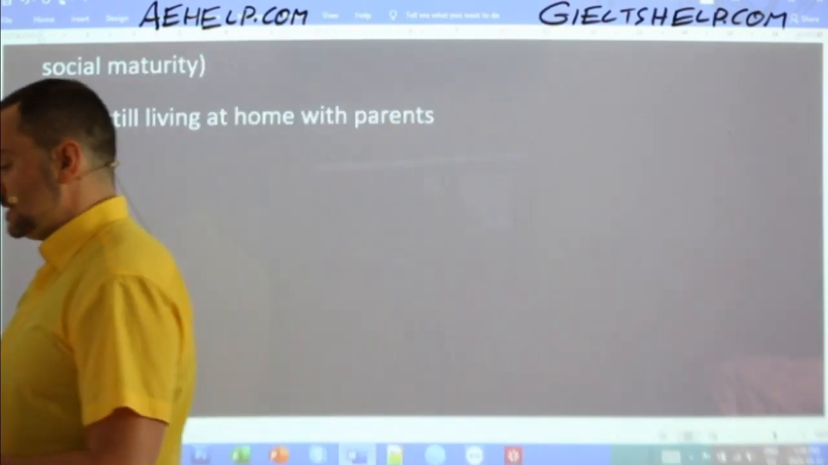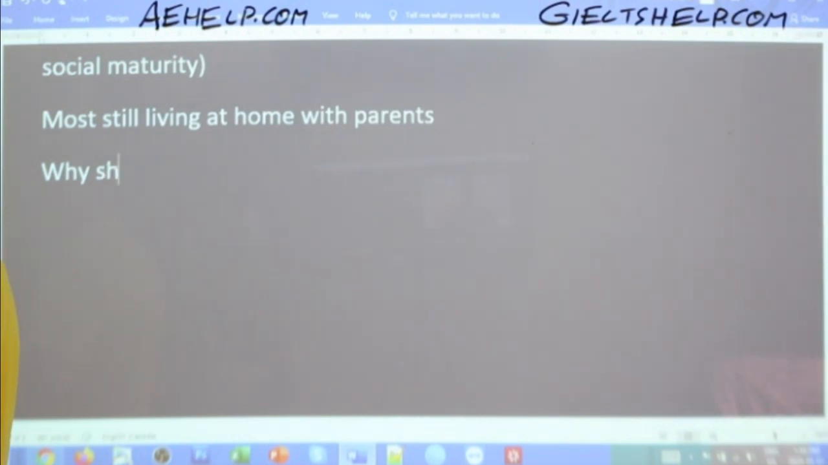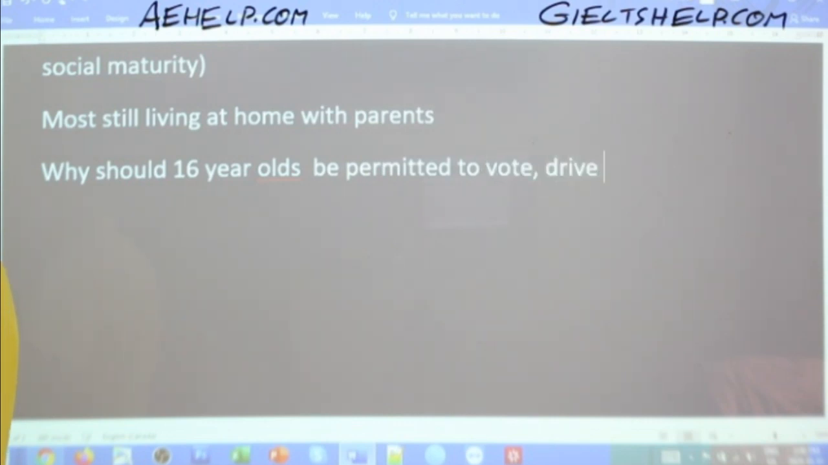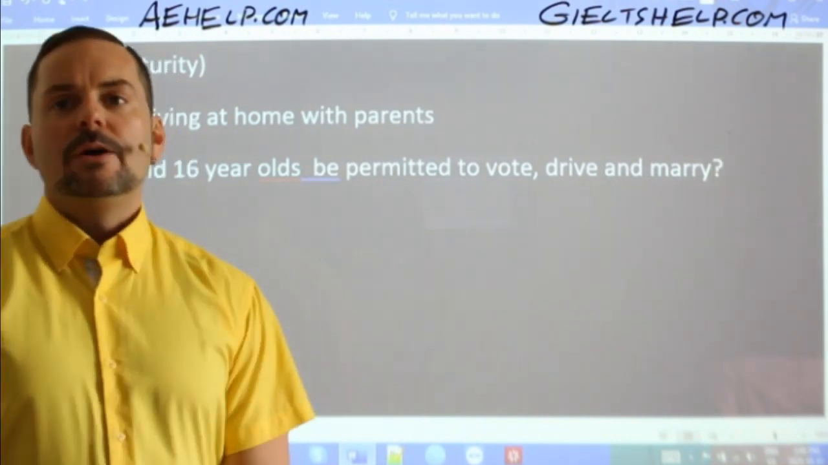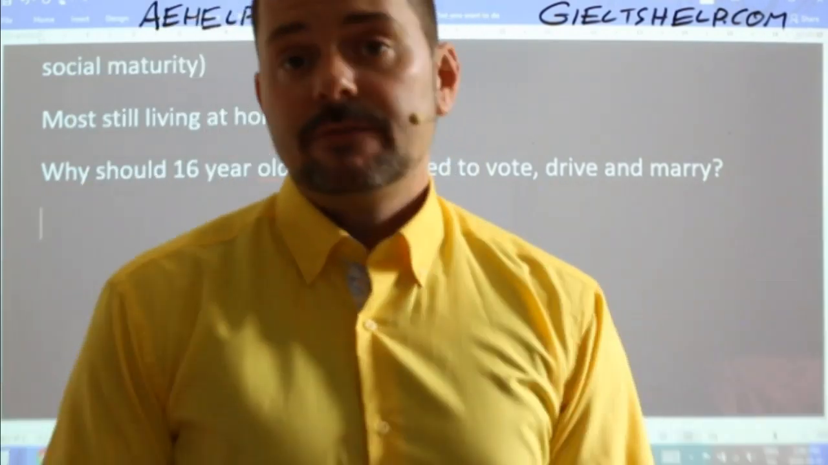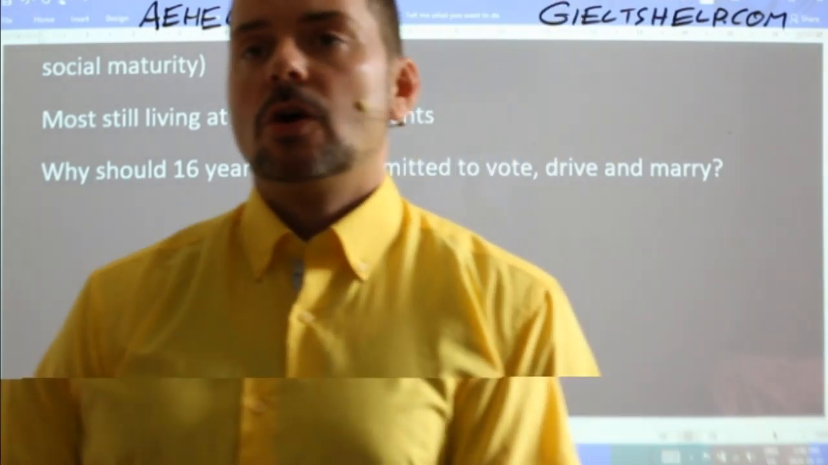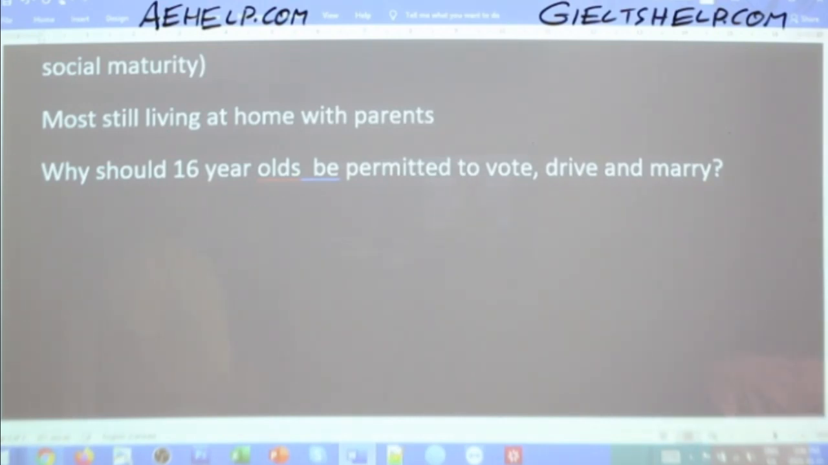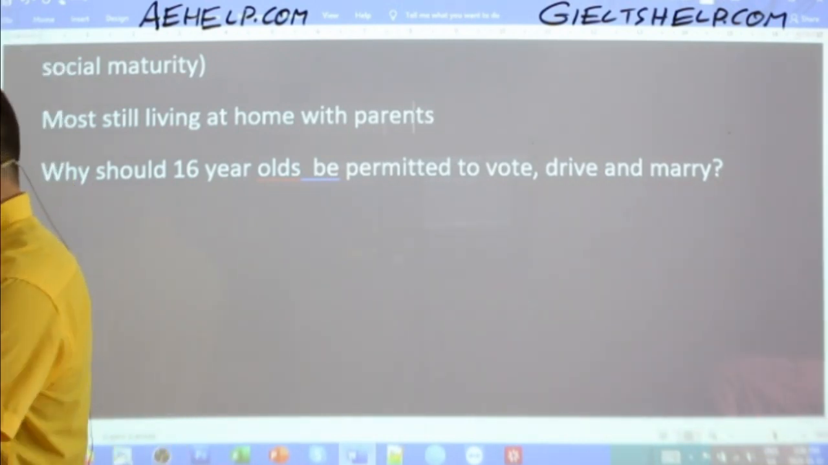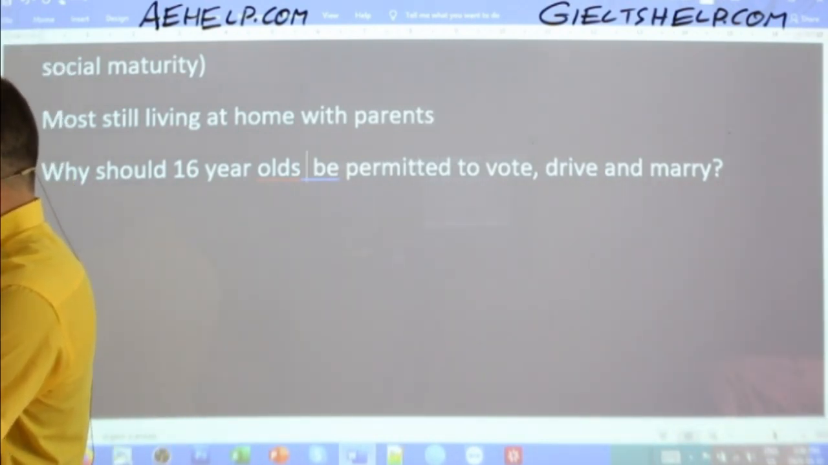Very good. So Heman says why should 16-year-olds be permitted to vote, drive, and marry? So what's the answer to that? Why do you think? So why would some countries say, hey, if that's what you want to do, go ahead, do it, no problem. Okay, so let's stick with the 16-year-old, right? Why should the 16-year-old, or 16-year-olds, be permitted to drive, vote, and marry?